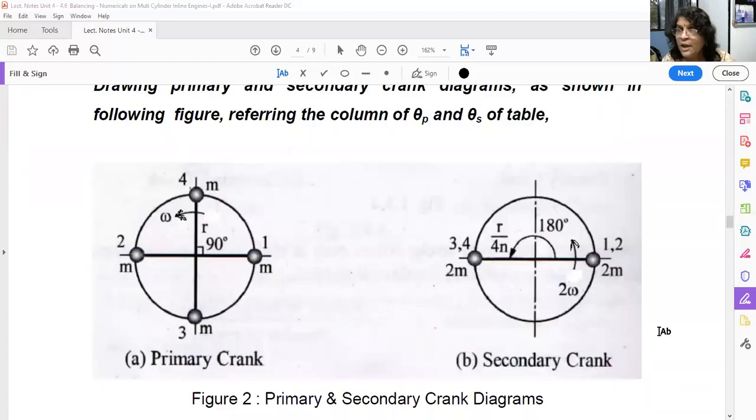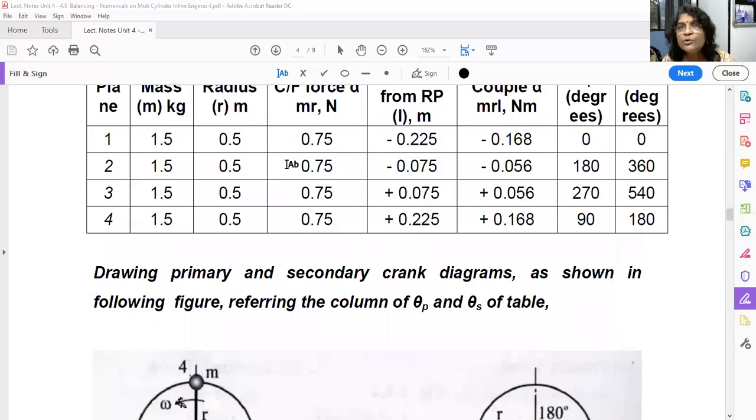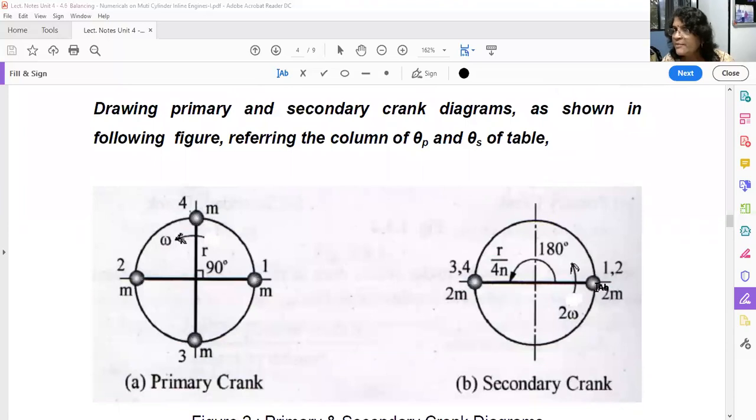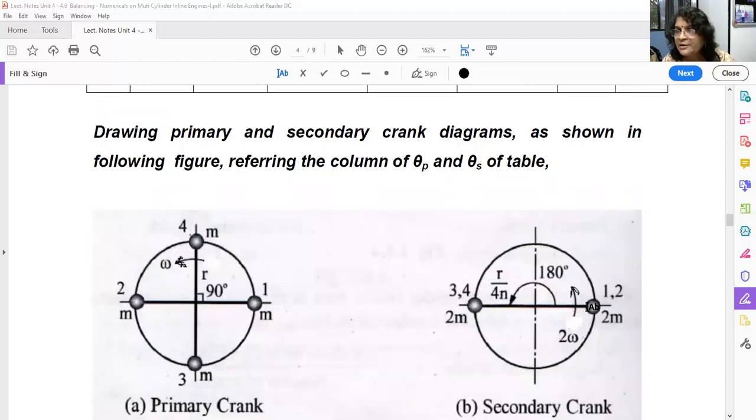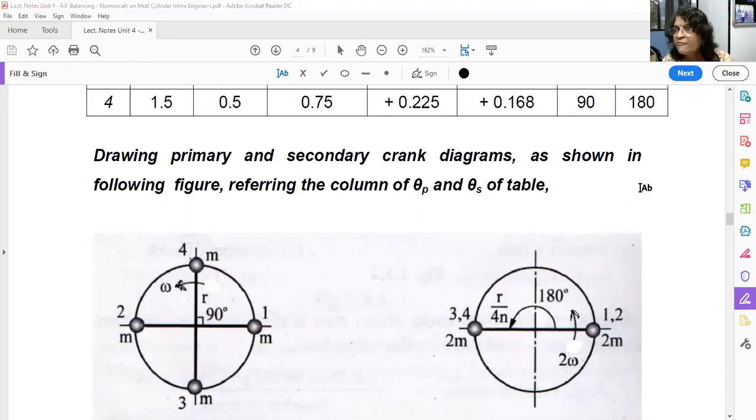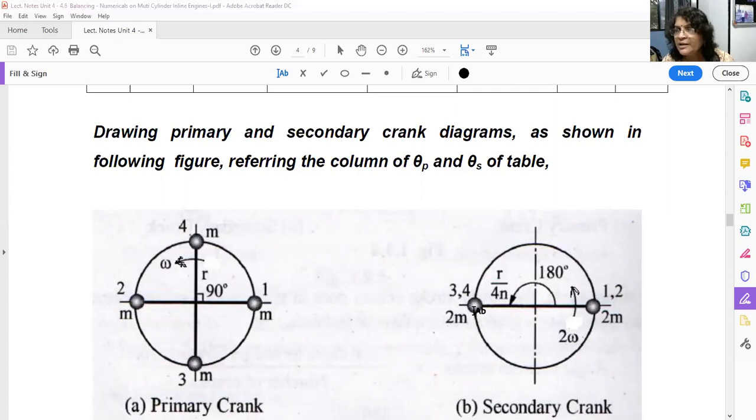Okay, so again cylinder number 1, that is plane number 1 is here at 0 degree. Then plane number 2, it is at 360 degree. That means from 1 rotate 360 degree, it will come here. So mass number 2, that is crank mass 2 is also here. Then cylinder number 3, 540. So 540 minus 360, it will be 180. So cylinder number 3, from here 1, it is 360 and 180. So here it is cylinder number 3. And then cylinder number 4 is at 180. So here it is again 180. Understood? So mass number 1 and 2 are here, 3 and 4 are here.